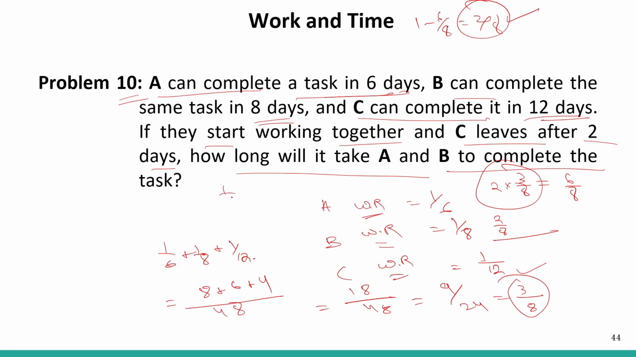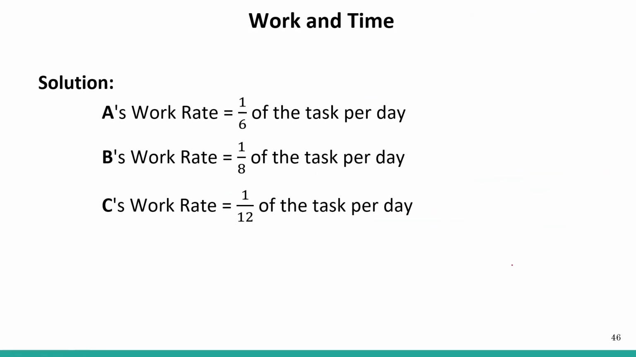B will be what? 1 by 6 plus 1 by 8, that is equal to 24. So here 4 plus 3, so 7 by 24. So this will be 7 by 24. So this will be actually equal to 48 by 7 into 8. That is actually equal to 48 by 56. So 48 by 56 number of days it will take for A and B to complete the task. Okay, so we have arrived at the solution, that is 48 by 56.